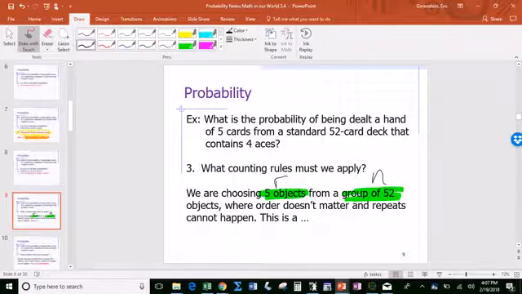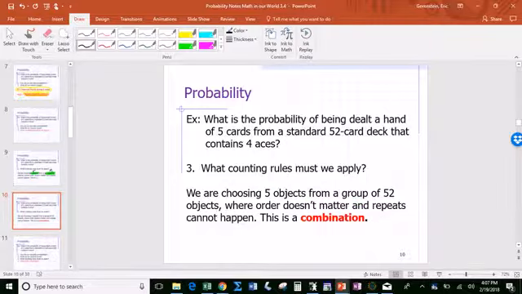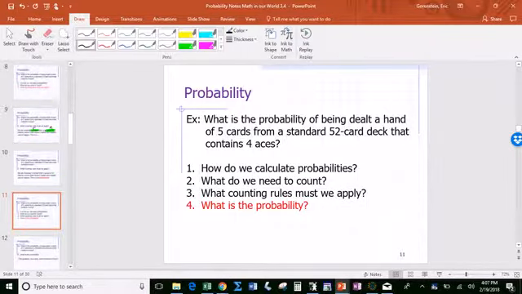And order doesn't matter because it's a hand of 5 cards. If you picture that you're dealt 5 cards and you shuffle them up in your hand, changing the order, it's not a new hand. It's the same 5 cards, just in a different order. So order does not matter, and there are no repeats. You can't be dealt 2 of the same card if you're just using 1 deck of cards. So this is a combination. And now what is the probability? Well, we have to count 2 things. How many possible hands are there? And how many of those hands contain 4 aces?